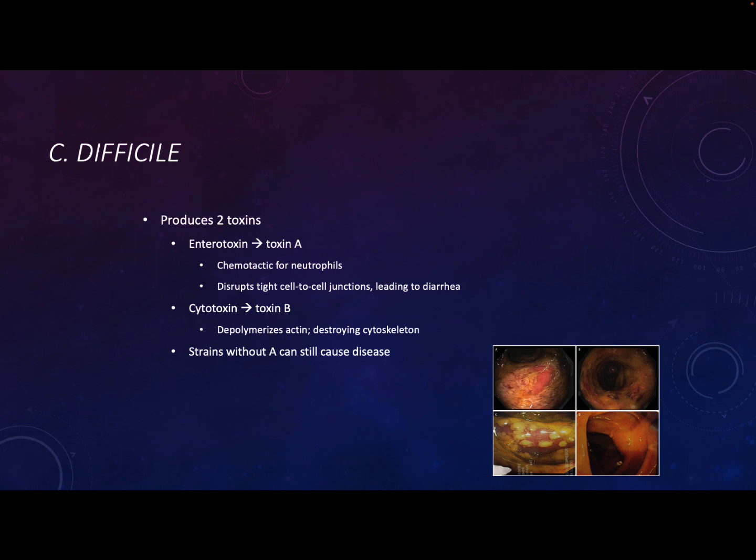And strains that do not have toxin A can still cause disease. So toxin B alone is enough to cause disease. And what you see in this image here, these are some of those plaques that you get with that pseudomembranous colitis.